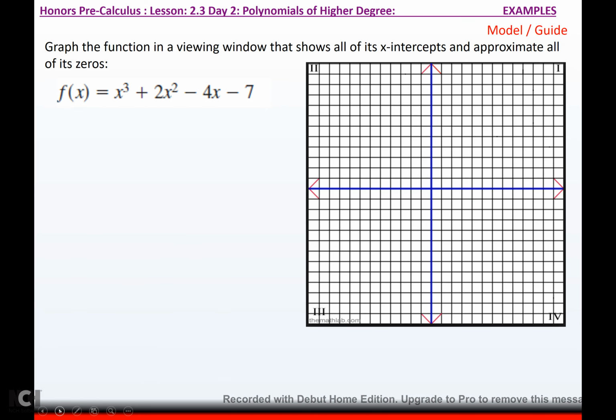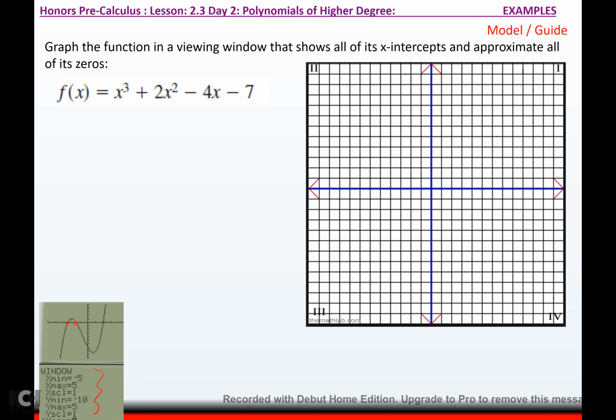All right, so it says, graph the function in a viewing window that shows all of its x-intercepts and approximate all of its zeros. So I typed it in, and I used this window so that I could see clearly. When I did a standard window, you could barely see this, okay? So I changed the window a little bit, and you'll get used to messing with it. Try it on your own before you, well, I guess it's a video, you're going to see it anyway, huh? Anyway, you kind of have to mess with the window to get a good picture.